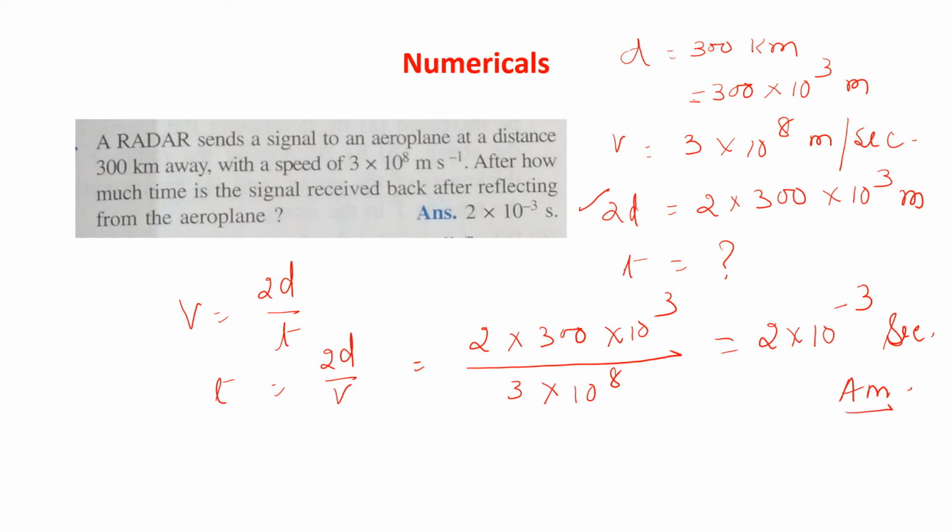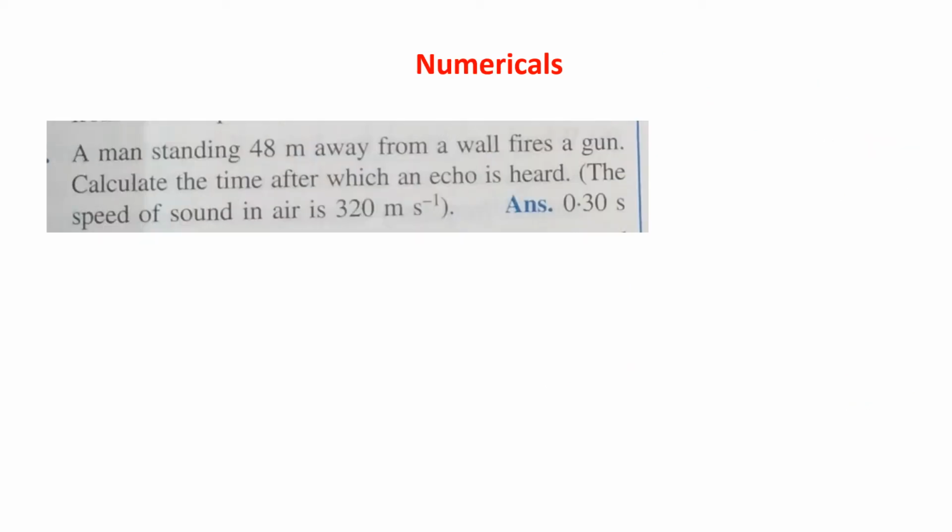A man standing 48 meters away from a wall fires a gun. A man is standing here. There is a wall. The man is firing a gun. The distance between them is 48 meters. Okay. Calculate the time after which an echo is heard.